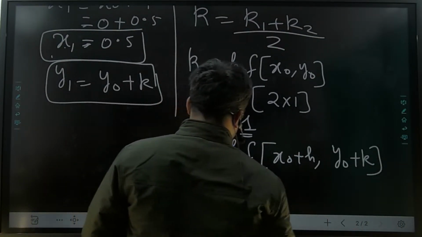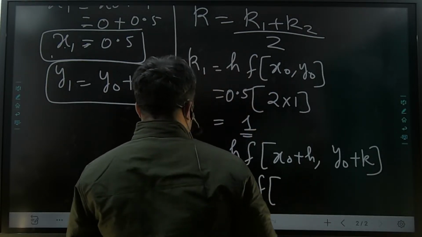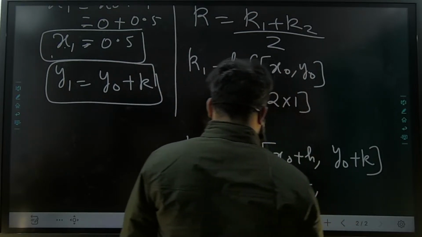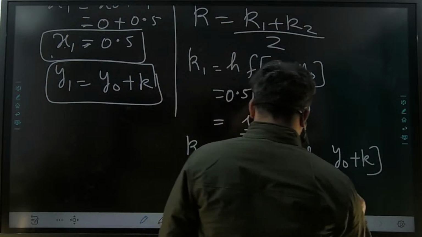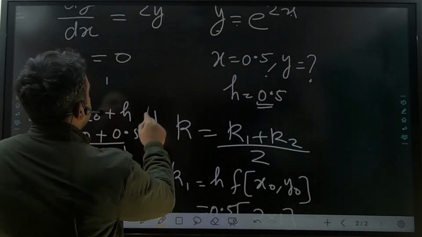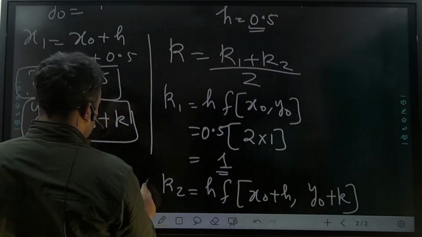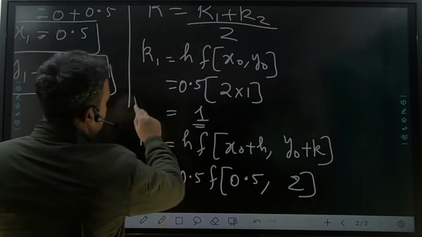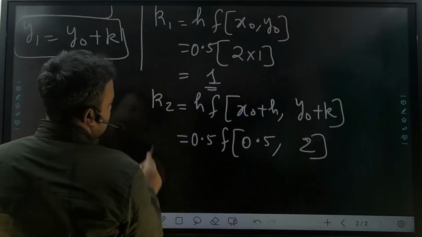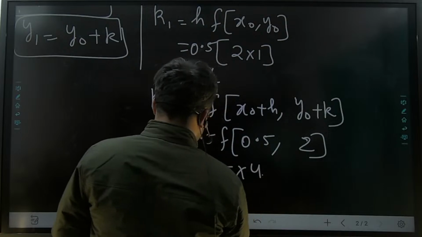Right? So h is 0.5. x naught was 0, h was 0.5, so replace x by 0.5, and y naught was 1, k1 we got 1, so this is 2. Replace y by 2. Here there is no scope of putting any x, we can only put the y value. If you put y value 2 over there, you will get 2 into 2, 4. So the function value is equal to 4. Right? So 0.5 into 4, that is equal to 2.